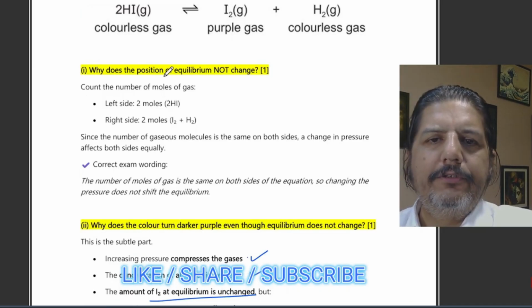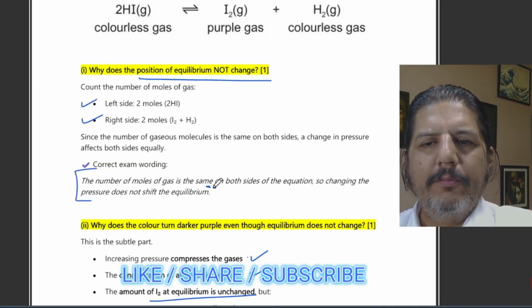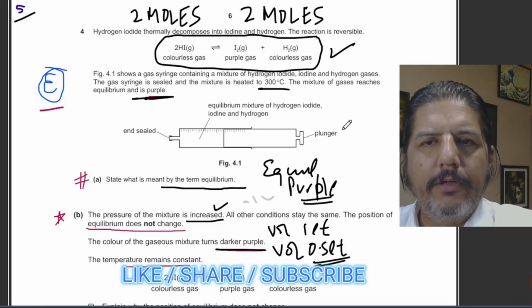And for the first part, when we said the position of equilibrium does not change, as I discussed, left hand side, right hand side, both are 2 moles. Number of moles is the same on both sides of the equation, so changing the pressure does not shift the equilibrium. So I hope this is making sense.